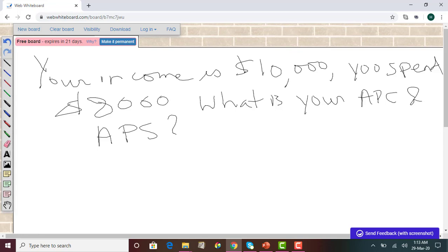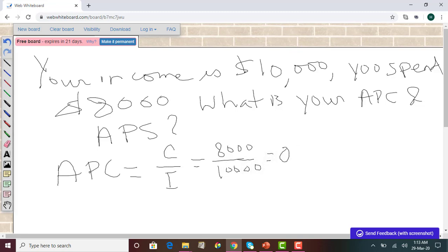Okay, so let's first start with APC, the average propensity to consume. So what I am asking is, you spend $8,000 when your income is $10,000. So what is your average tendency to spend the money? And if you remember, the formula is consumption divided by income, which is equal to 8,000 divided by 10,000, and that is equal to 0.8. Okay, so that's your APC. This number, 0.8, is your APC.